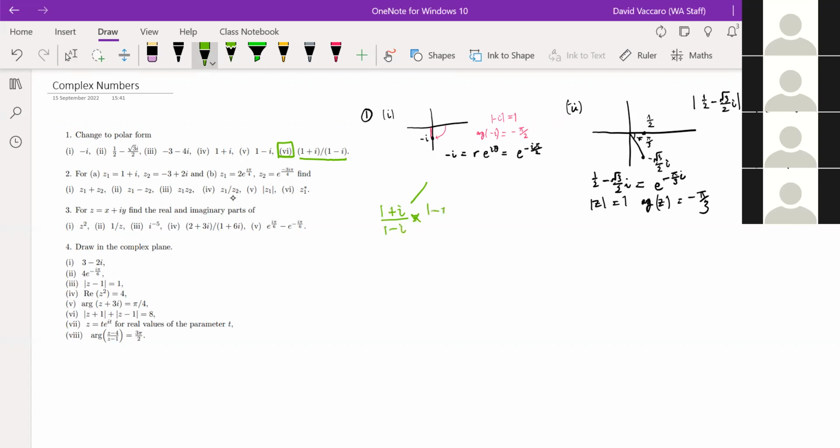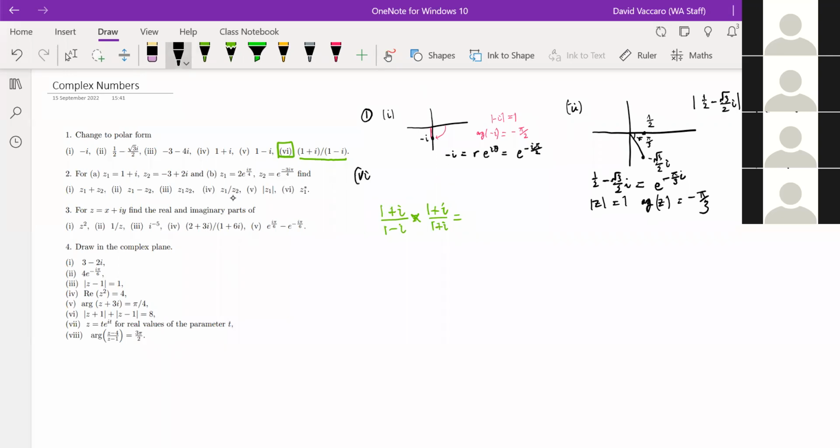No, but you can easily do that, and you can easily do the modulus and argument of 1 minus i, and then you can just use the rule of dividing the moduli and subtracting the arguments. Excellent. So you could either, and I think you're right, it's the more naive way of doing it.